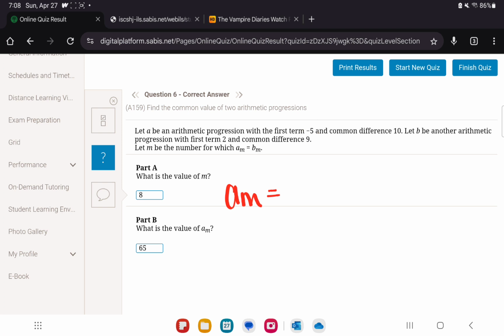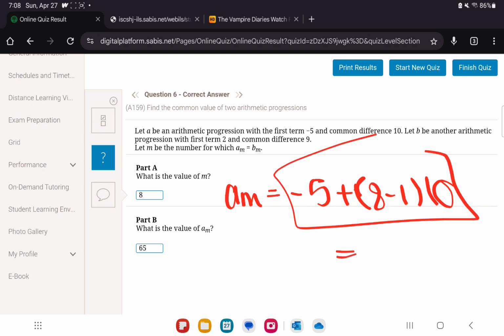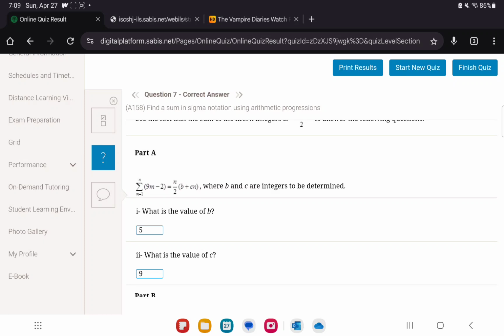But here, actually, no, we don't take any, because we're using am, so we're going to use the first one, okay? So minus 5 plus 8, which is our m, minus 1, and the common difference is 10. You do all that on your calculator, you get 65. That's your answer.